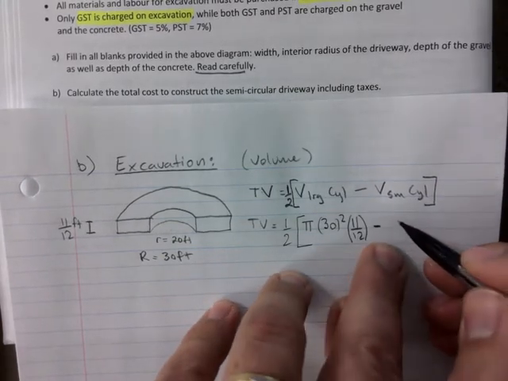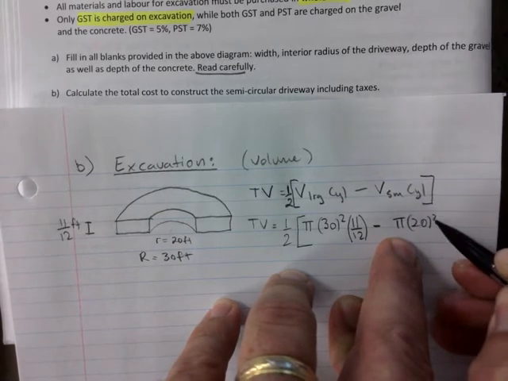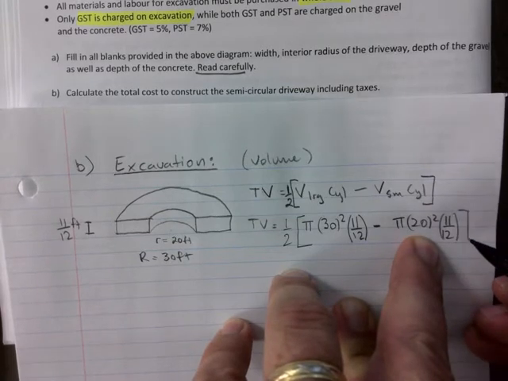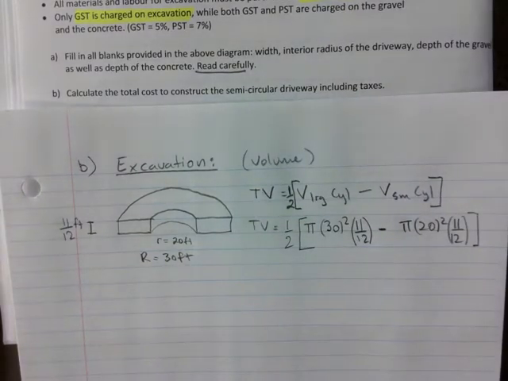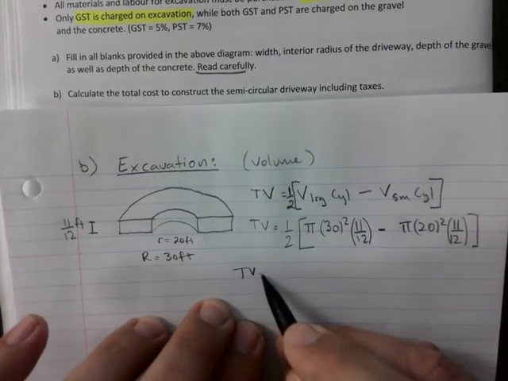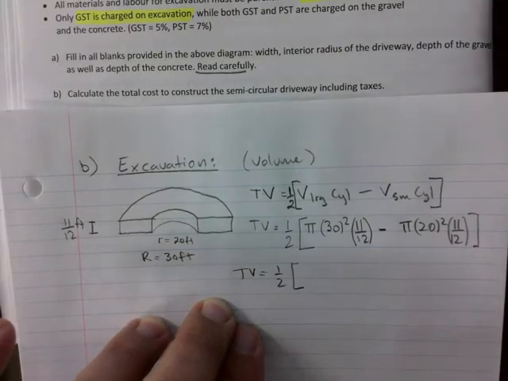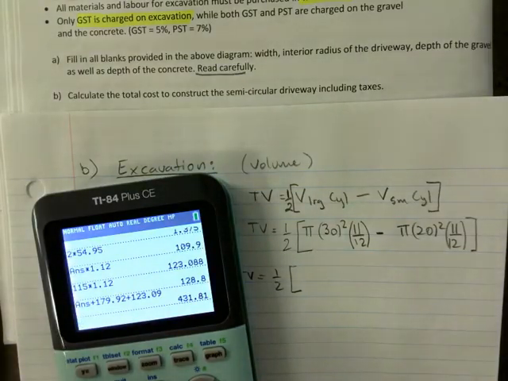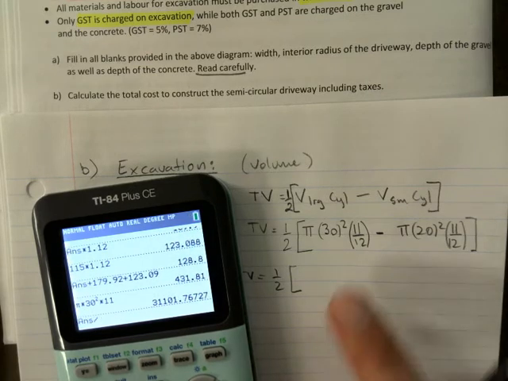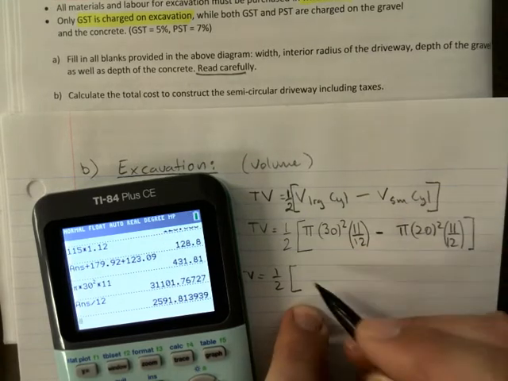Minus pi r squared times the height, which is the same as before. Square bracket. Round brackets, square brackets, they're really the same, right? They're just to kind of chunk it all up, okay? So here we go. I'm going to go half again. Let's figure out what the inside is. Pi times 30 squared. Watch what I'm going to do. Times 11. I'm going to hit enter there. Divided by 12.